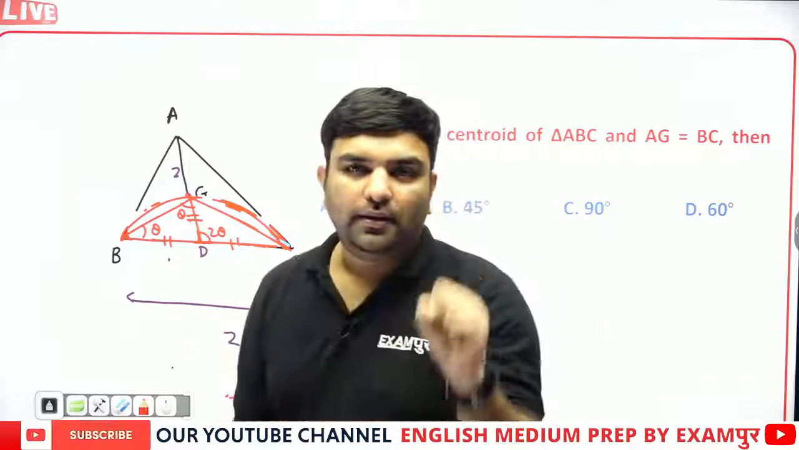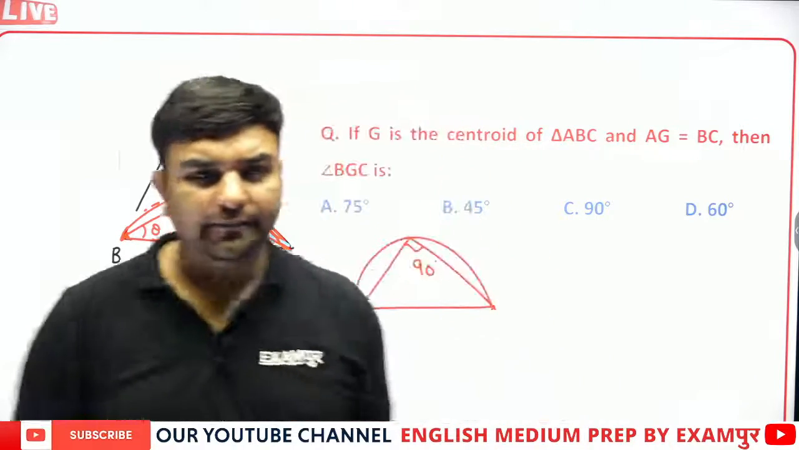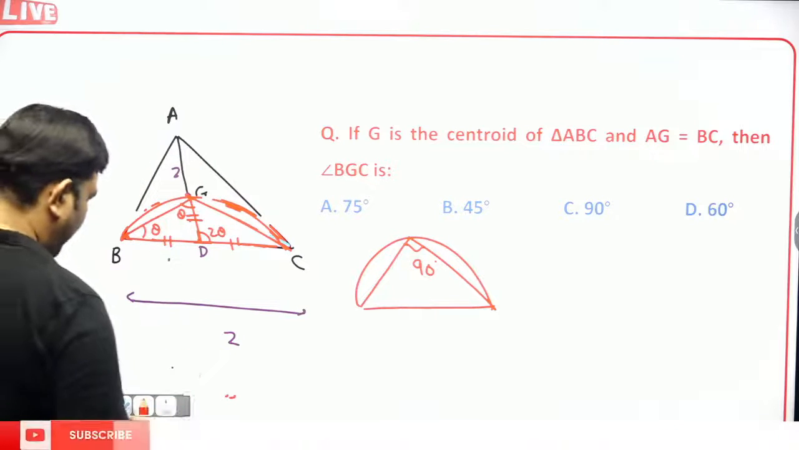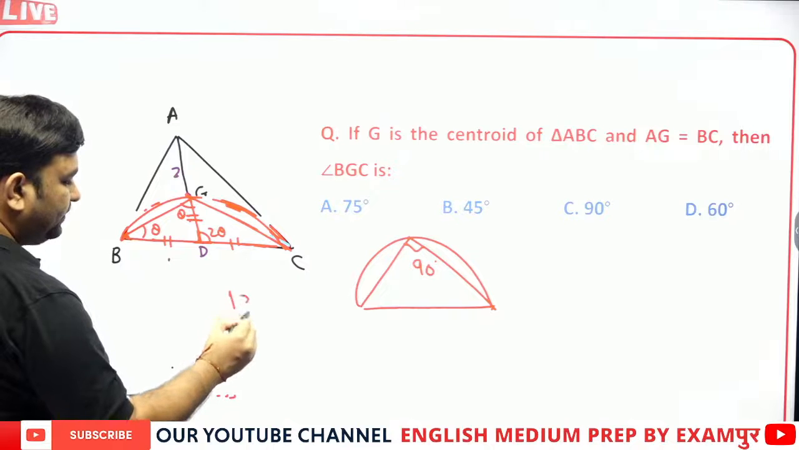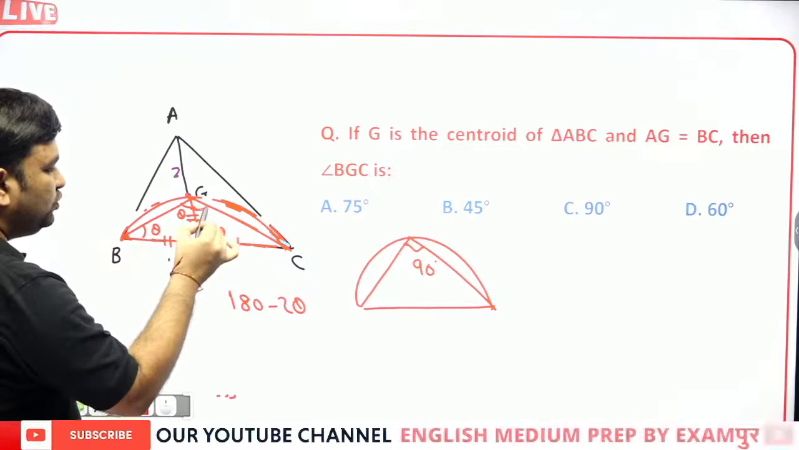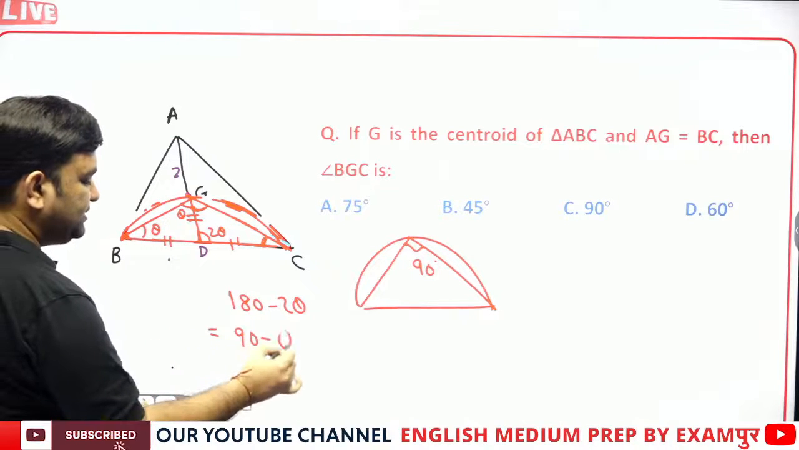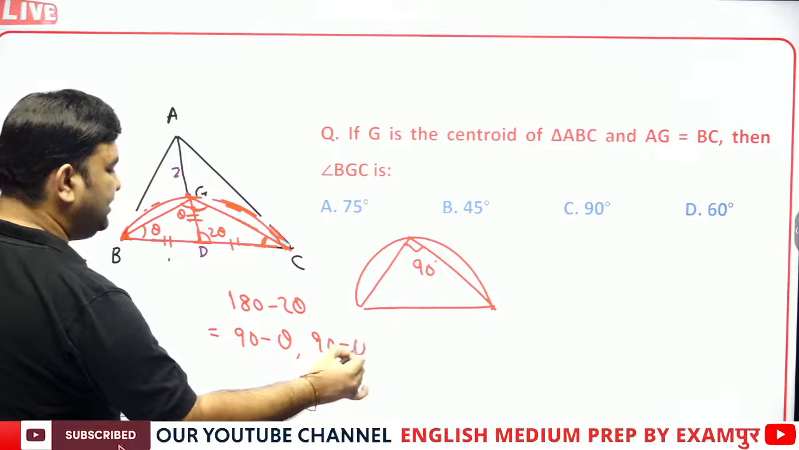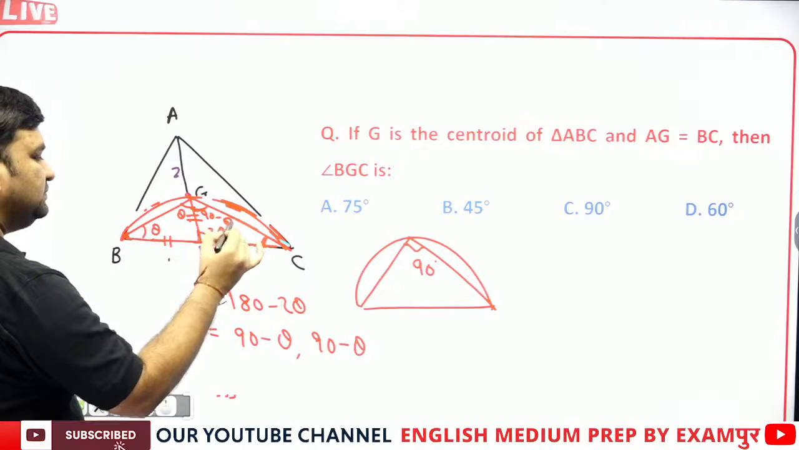After 2 theta, how much angle will remain? 180 minus 2 theta. These two sides are equal, so divide into two equal parts: 90 minus theta each. So this is 90 minus theta.